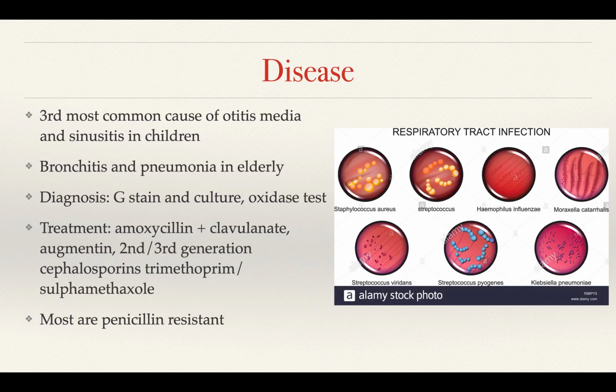It's the third most common cause of otitis media and sinusitis in children. Second cause, remember, is Strep pyogenes. Bronchitis and pneumonia are caused in the elderly, and you want to treat them with amoxicillin plus clavulanate, Augmentin, or a second or third generation cephalosporin, or trimethoprim-sulfamethoxazole, since most of them are penicillin resistant.